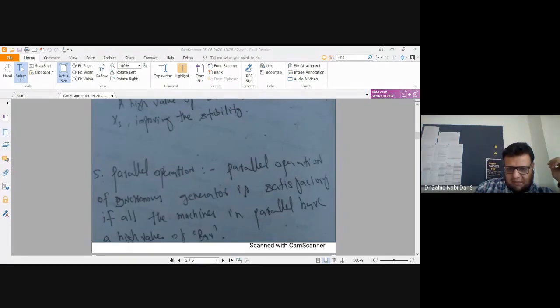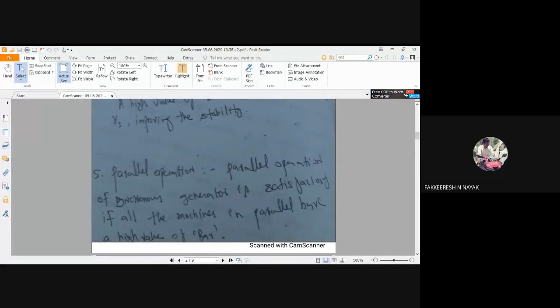Sir, in parallel operation, suppose two or more generators operate at the same time, and both generating frequencies are the same for transmission purposes. And suppose one generator is shut down, the remaining generators continue to generate the power.